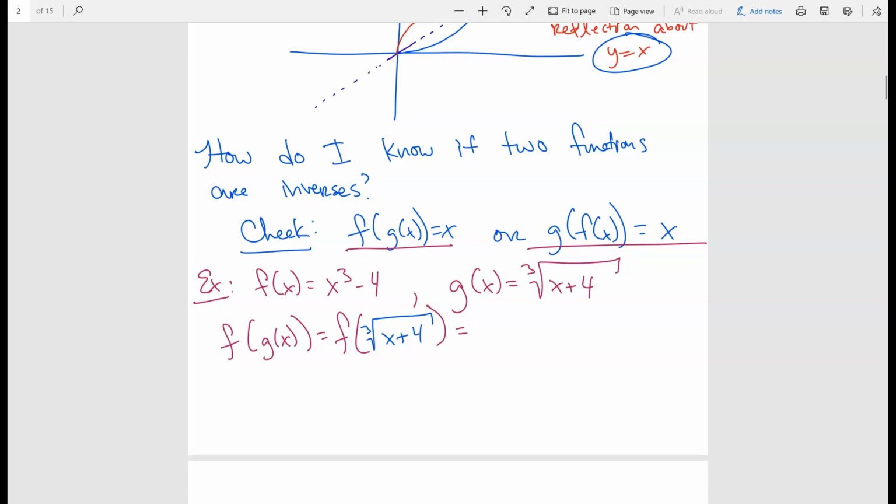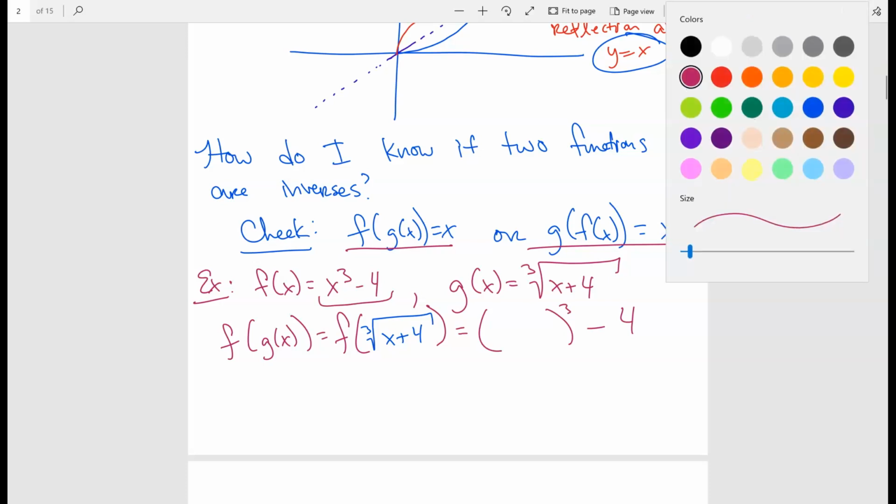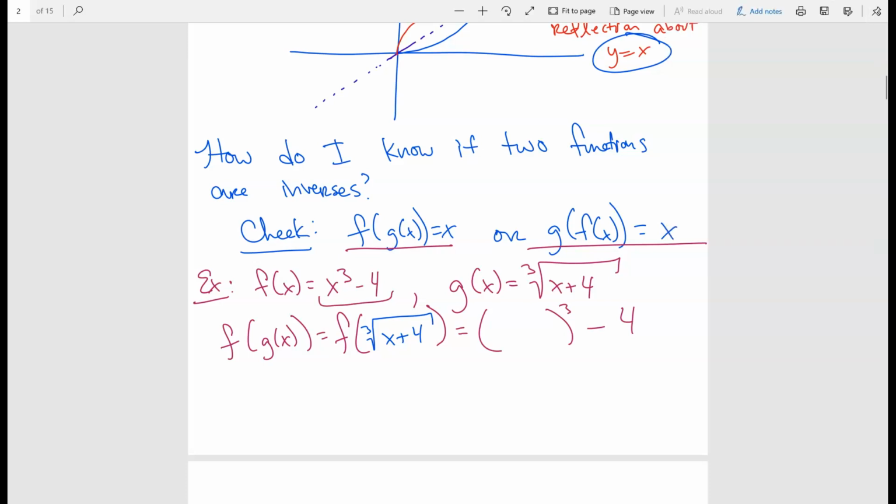So let's write down f. That's x cubed minus 4. That's this guy. So what I'm going to plug into the x is this cube root thing. So I'm going to plug in the cube root of x plus 4. And you can see that the cubed and the cube root are going to go away. So I'm left with x plus 4 by itself and then a minus 4 on the outside. This is going to cancel out and you're left with an x.